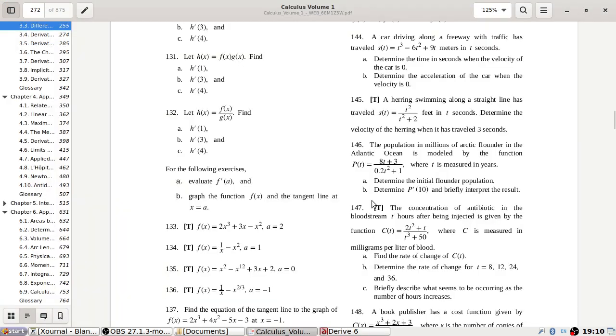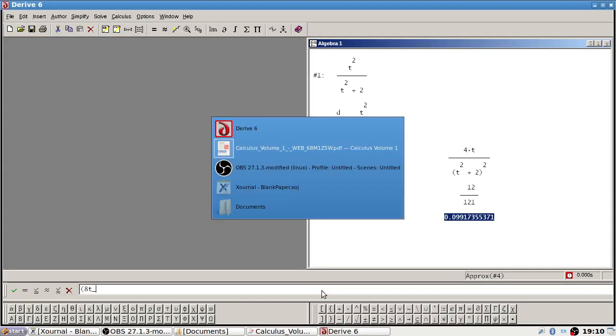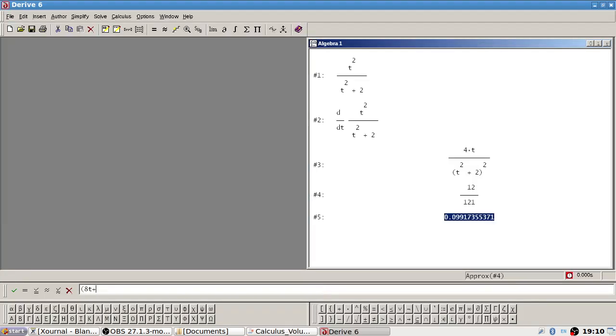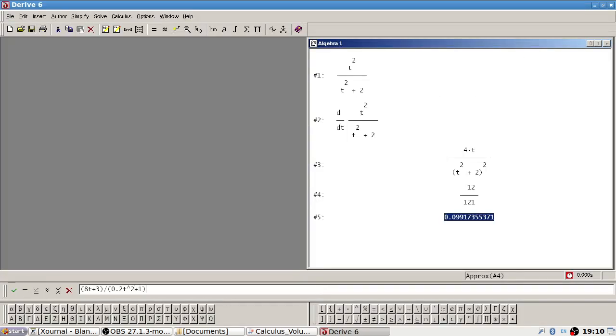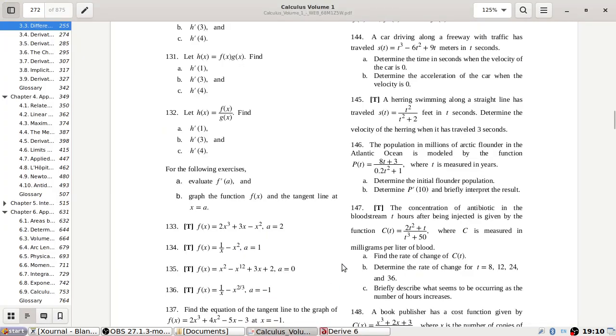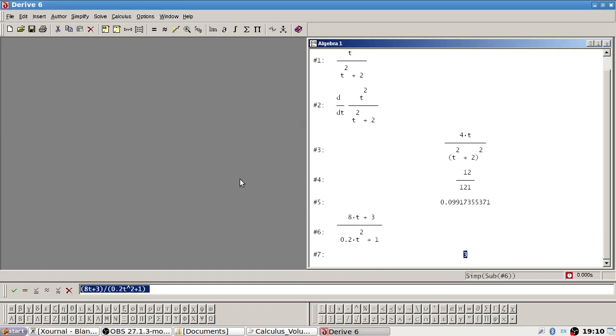The population in millions of Arctic flounder in the Atlantic Ocean is modeled by this function. Okay, let's have a look at that. 8t plus 3, 0.2 t squared. Determine the initial population. 3.